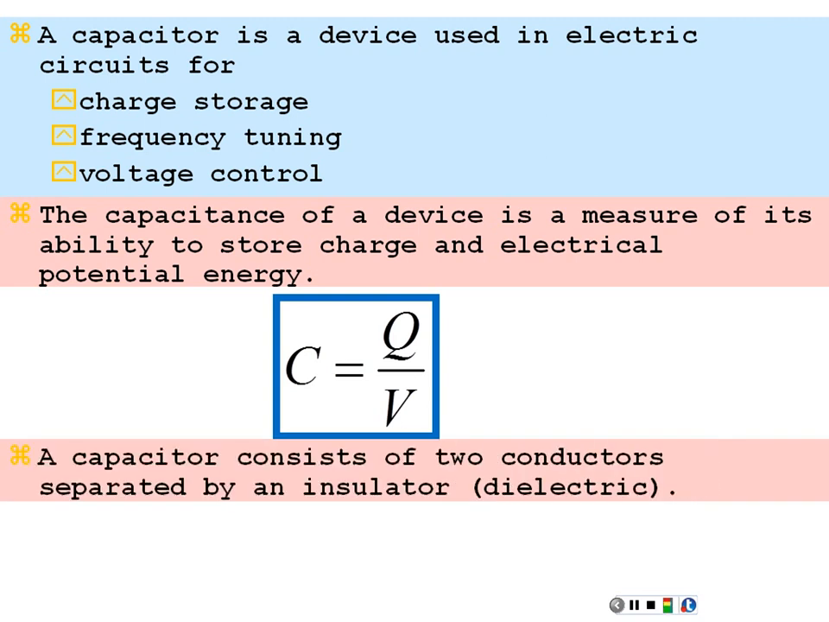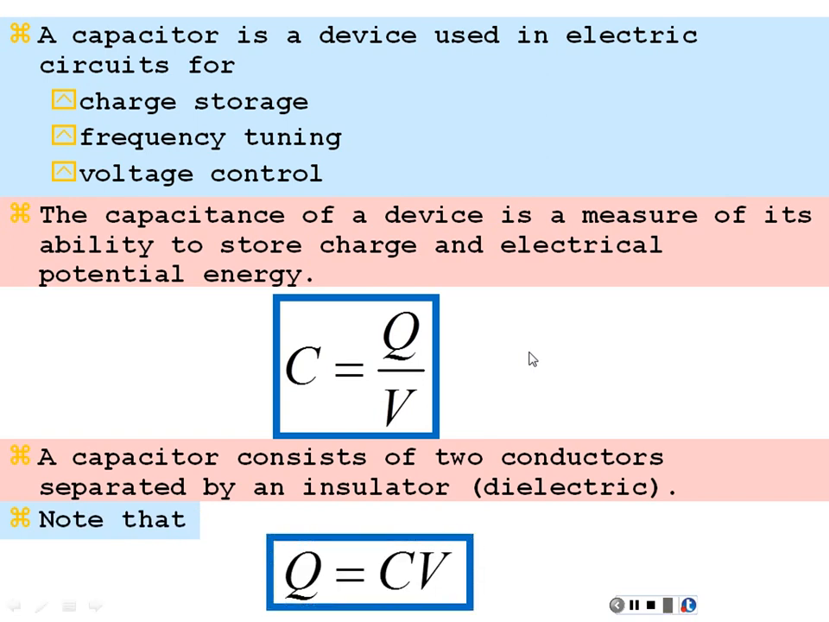A capacitor will consist of two conductors separated by an insulator, or a dielectric is what we call that. If you take this formula for the definition of capacitance and just rearrange it, you have the charge is equal to the capacitance times the voltage. We will use this second form of this formula so much that you want to take note of it. Q is equal to C times V.